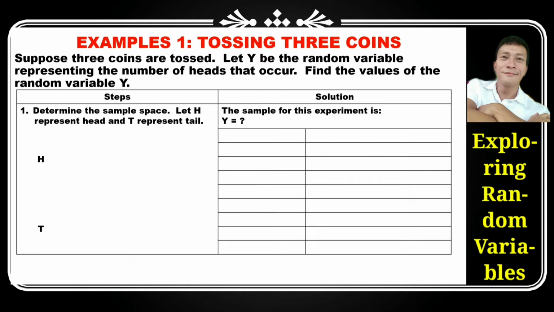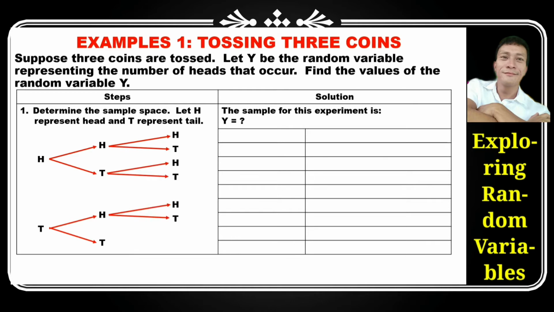If the first coin is head, the second coin is either head or tail also. If the first coin is tail, the second coin can be head or tail too. And the third coin can be head or tail too, as you can see in the continuation of the tree diagram of tossing 3 coins. From the tree diagram, we will determine the sample space by listing all the possible outcomes in order.